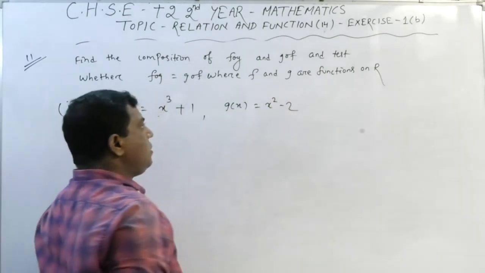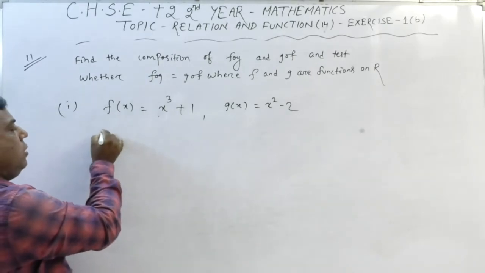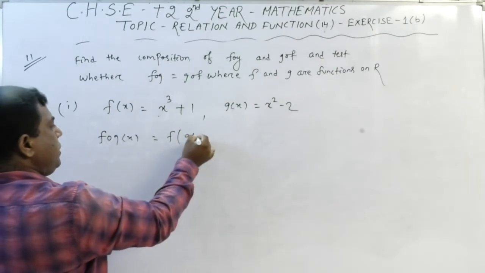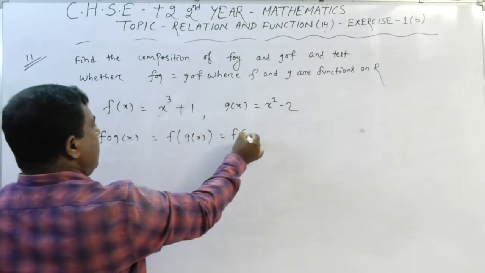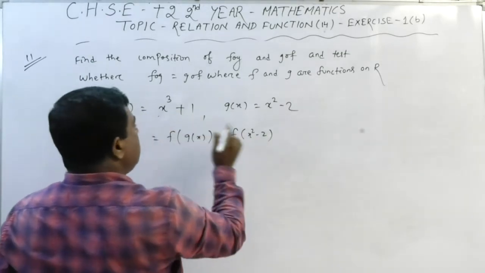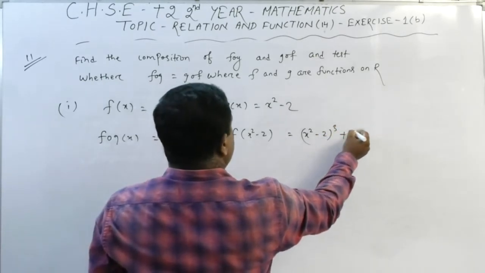Okay, so can you find fog? Now try to find out fog. So here fog of x means it is f of g of x, and it is f of x square minus 2. And what does the function f do? It converts the element as x square minus 2 whole cube plus 1.